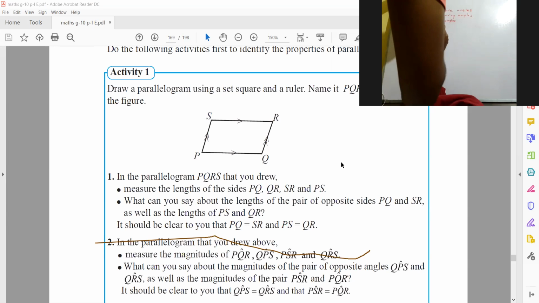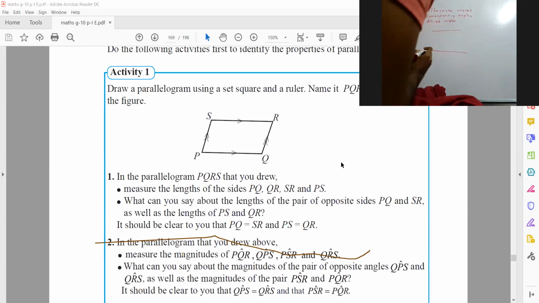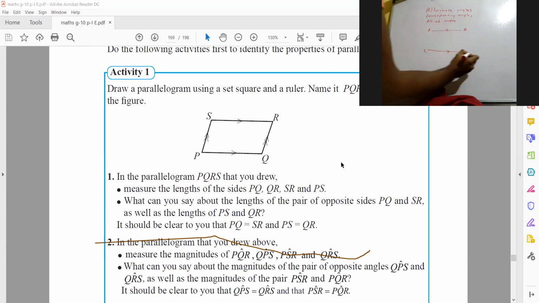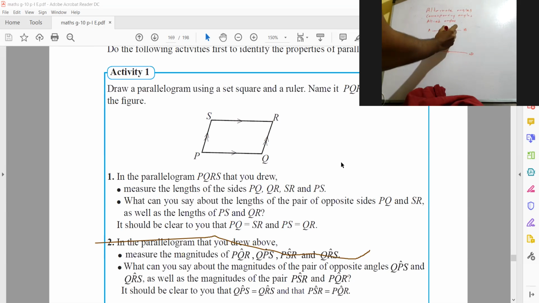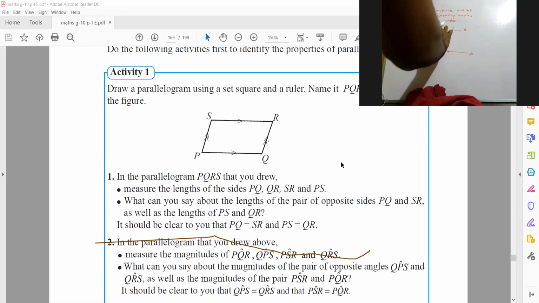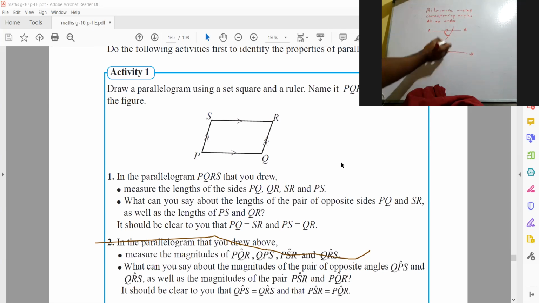If there are two parallel lines, AB and CD, and if we join the two lines, this pair of angles is known as alternate angles, right? You can see a Z here. These two angles are known as alternate angles. The special thing here is that the alternate angles are equal, right?